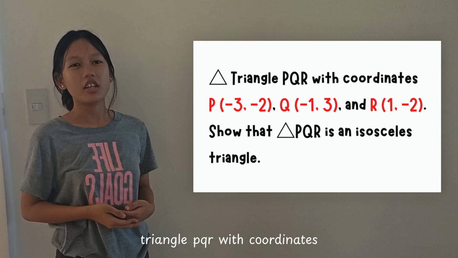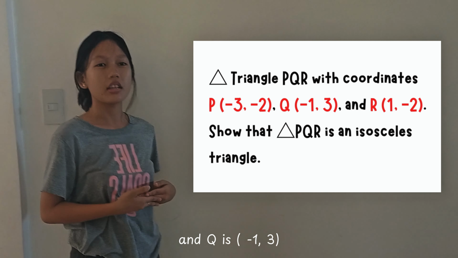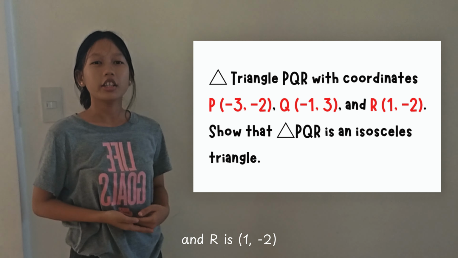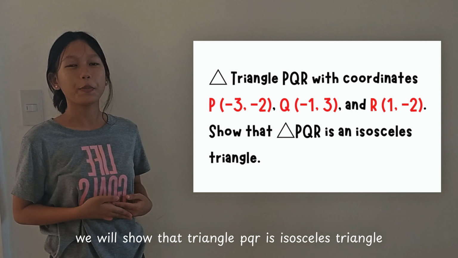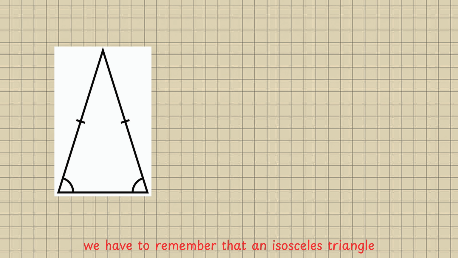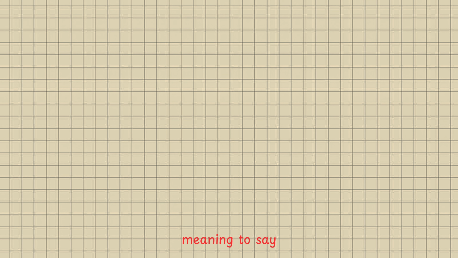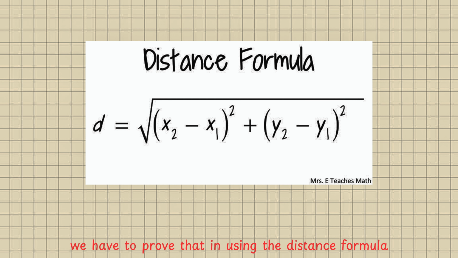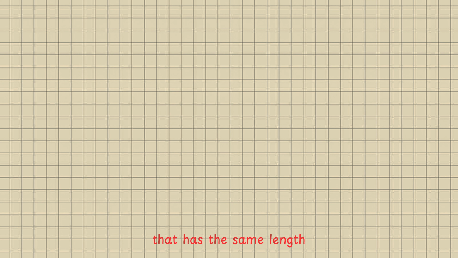Triangle PQR with coordinates P is (-3, -2), Q is (-1, 3), and R is (1, -2). We will show that triangle PQR is an isosceles triangle. In geometry, we have to remember that an isosceles triangle is a triangle with two congruent sides, meaning to say, we have to prove that, using the distance formula, we can find two sides of a triangle that have the same length. Let's start by illustrating it.